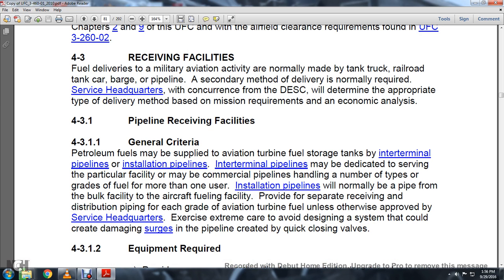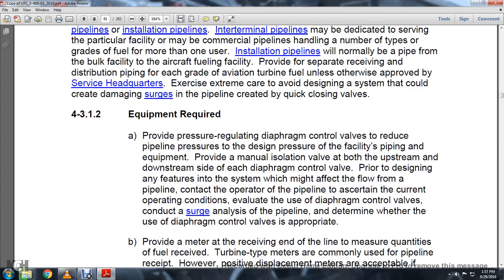The petroleum fuels must be supplied with aviation turbine fuel storage. The internal pipelines, installation pipelines, and terminal pipelines must be dedicated to servicing aviation turbine fuel. Be particularly familiar with commercial pipelines, which may carry a number of grades of fuel and serve more than one user. An installation pipeline would normally be a pipe from the bulk facility to the aircraft fueling facility. Provide a separate receiving and distributing pipe for each grade of aviation turbine fuel unless otherwise approved by the service headquarters. Exercise extreme care to avoid designing a system that could create damaging surges in the pipeline, such as those created by a quick closing valve.